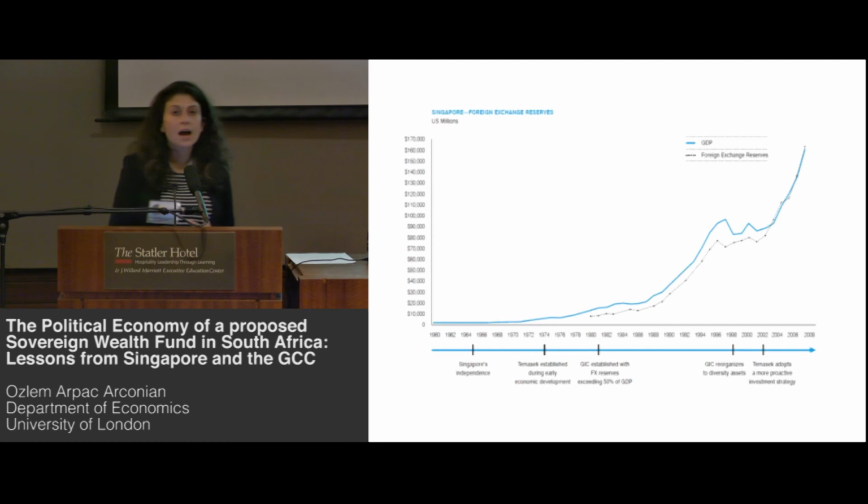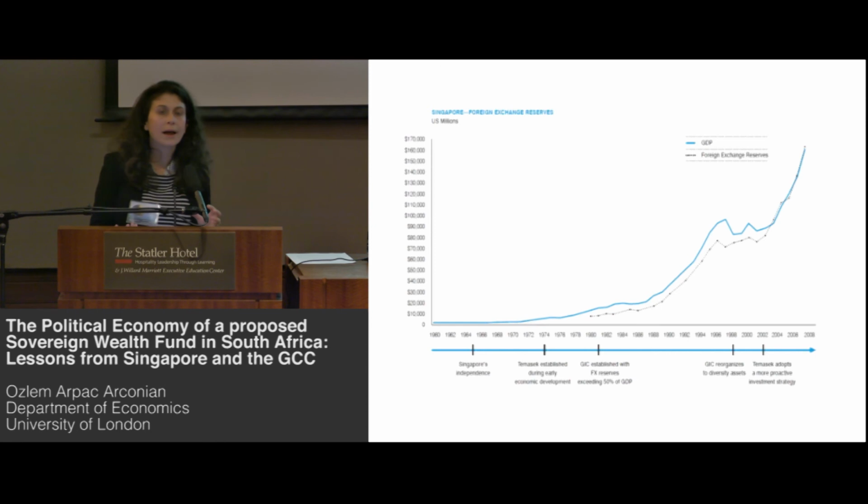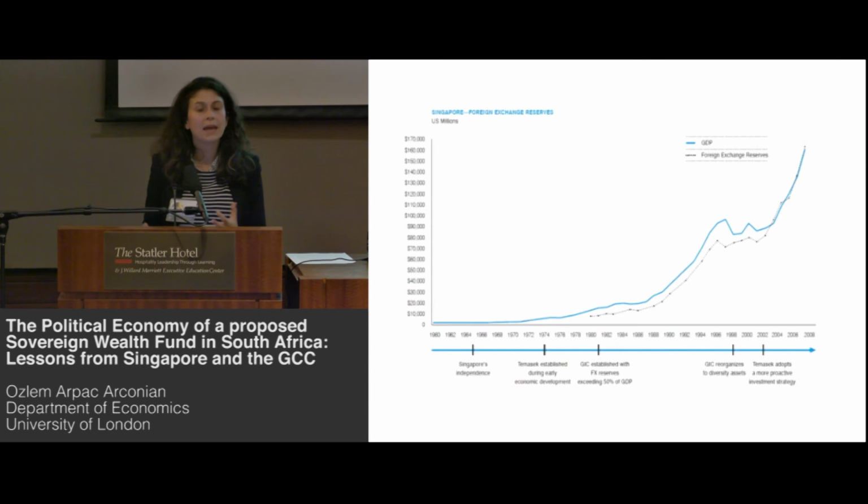And it does have political economy situations in place as well. For instance, the finance minister sits on the board, and the decisions they make are of course not completely free of political interference.